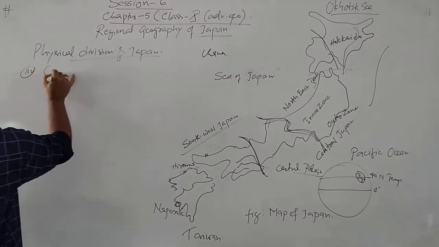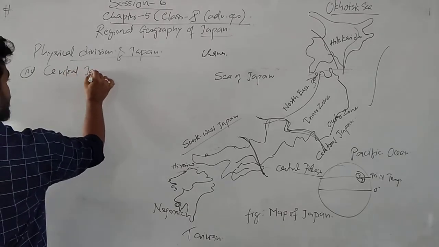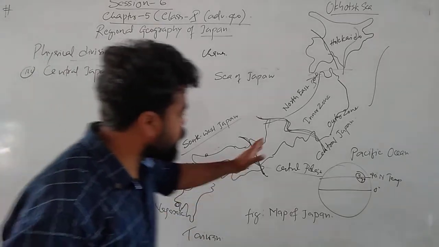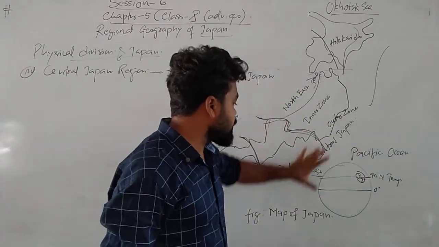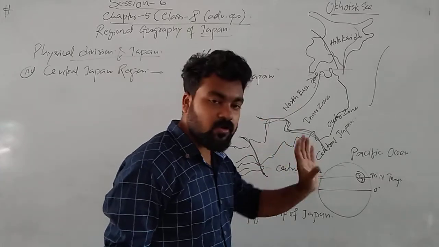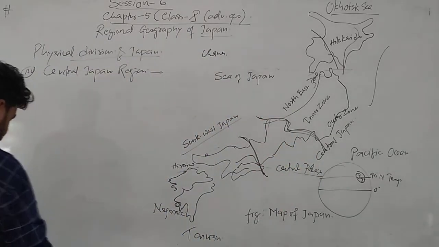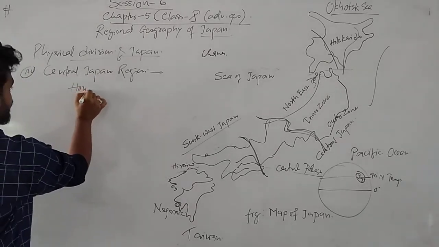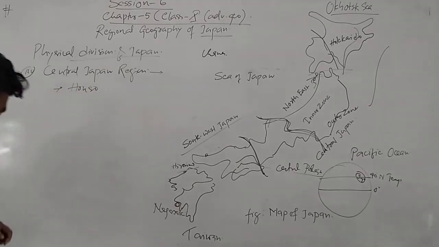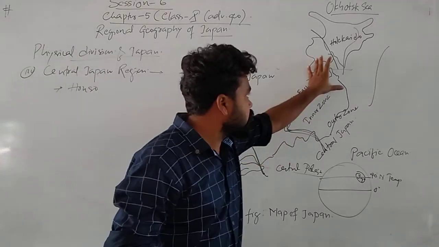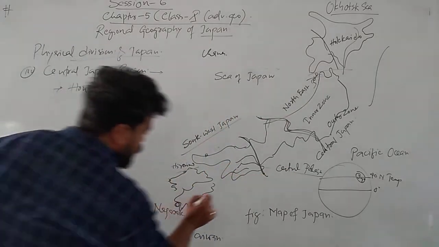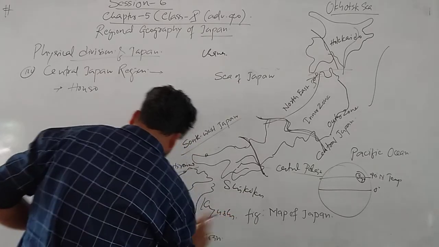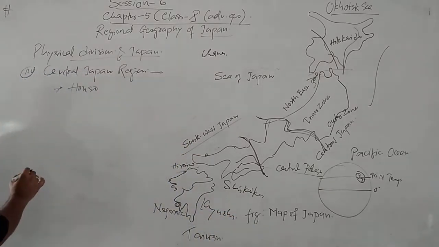the Central Japan region. Okay. Central Japan means this portion, actually the central part of Japan. That's why it is called Central Plain. Generally it is plain. This is the central part of Honshu. Because we know that this is Honshu, this is Hokkaido, this is Shikoku, this is Kyushu. Shikoku, don't confuse here. Kyushu.